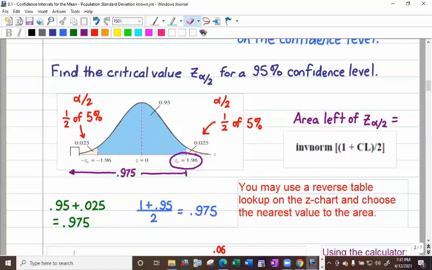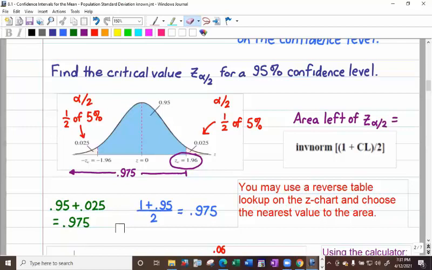So 0.025 is 2.5%. You add that to the 0.95 and you get 0.975. So what we have done is converted a 95% confidence level to a 0.975 percentile.